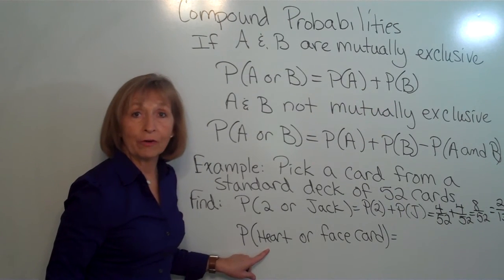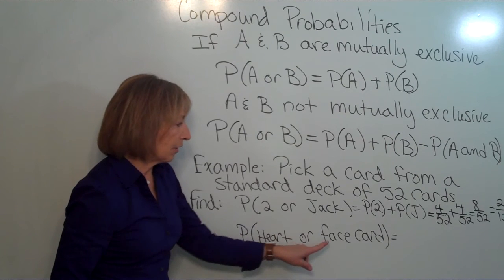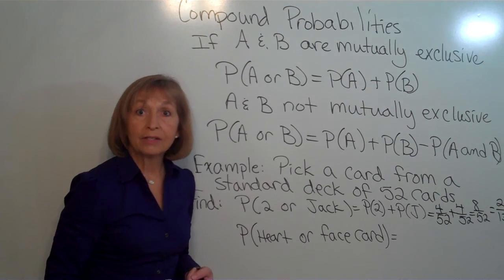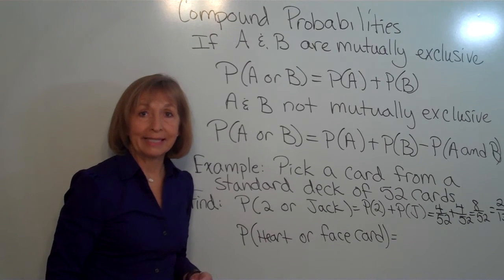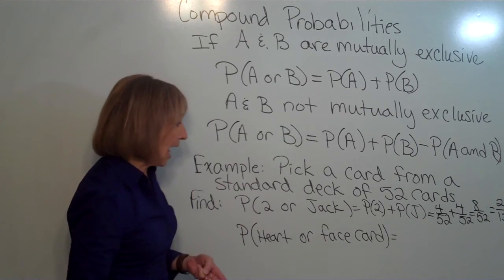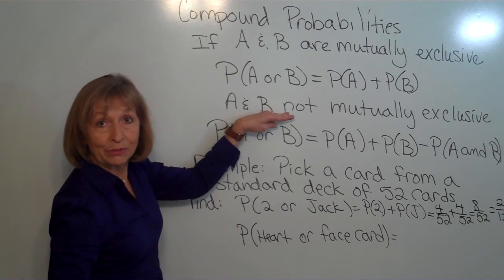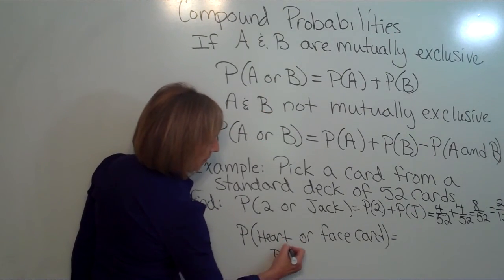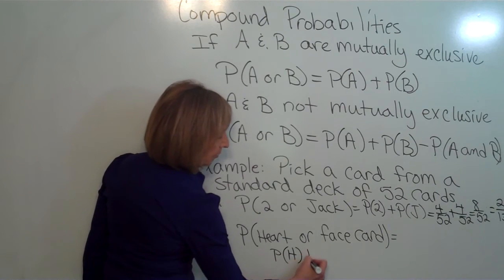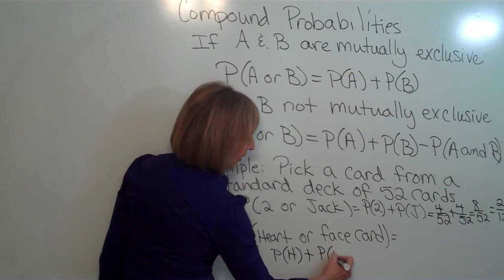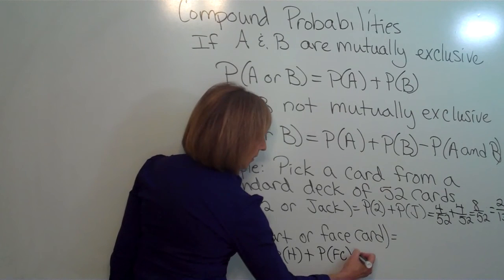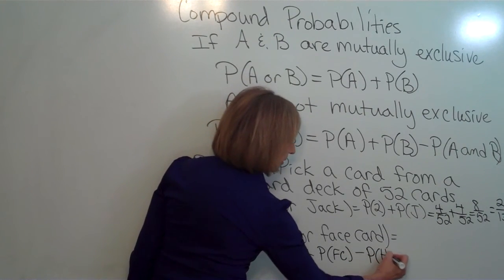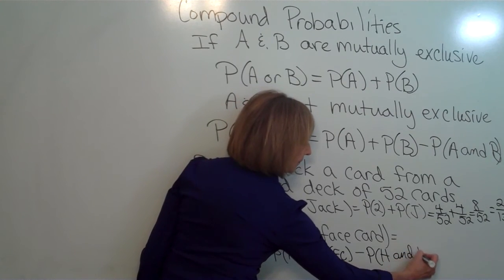Now, how about a heart or a face card? Well, there are face cards in the hearts. There's the Jack of Hearts, the Queen of Hearts, and the King of Hearts. So I do have it where they're not mutually exclusive. So to find my probability, I'm going to take the probability of heart plus the probability of face card, but I'm going to have to subtract off the probability of heart and face card.